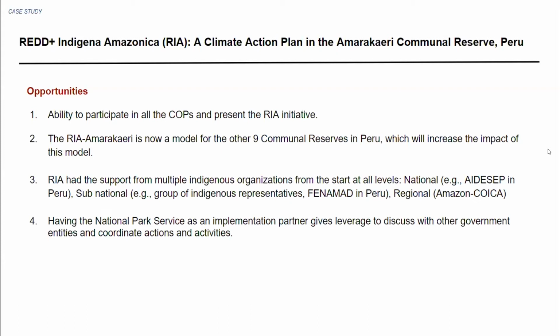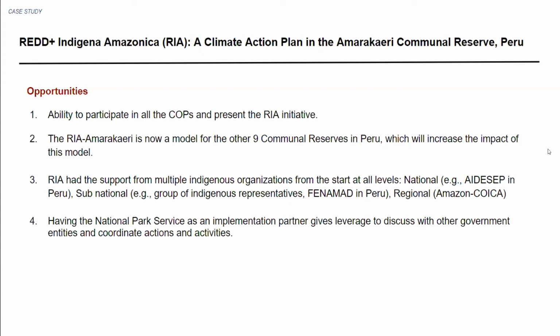One of the advantages is that most of the indigenous organizations have supported it, both at a regional Amazonian level and also at the local level in Peru, in Madre de Dios. So from FENAMAD and all the organizations in Madre de Dios to AIDESEP and then to COICA. So this has given them a lot of validity in this initiative.